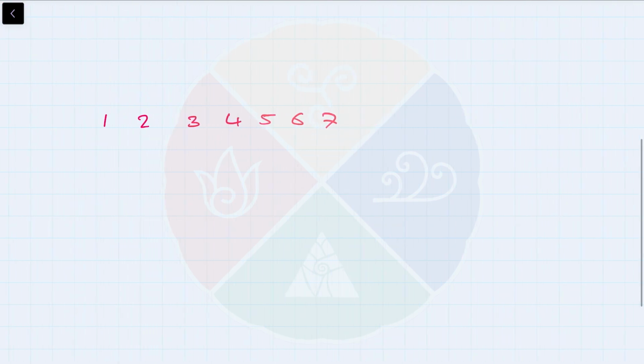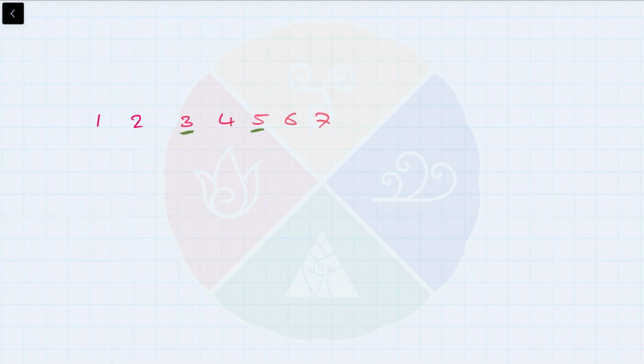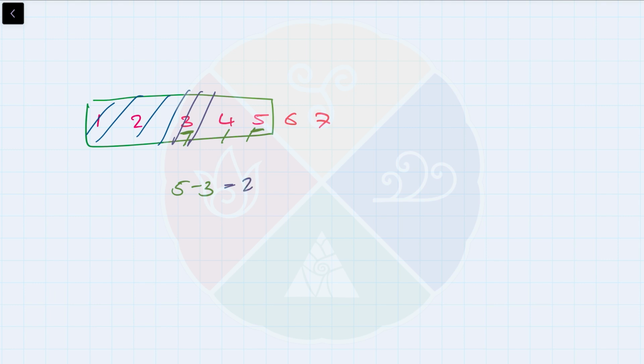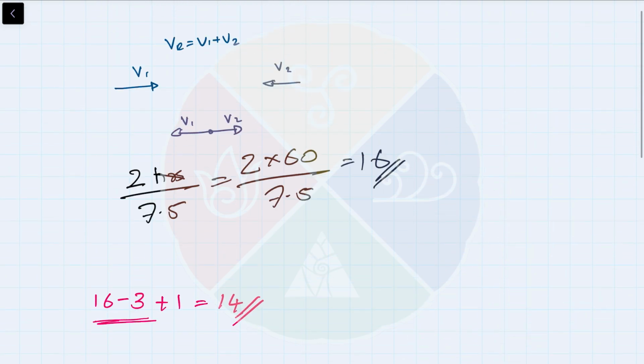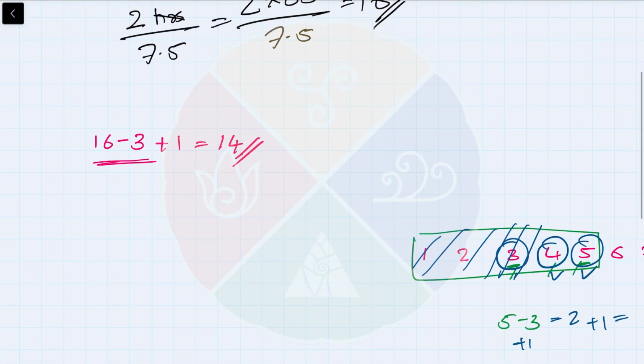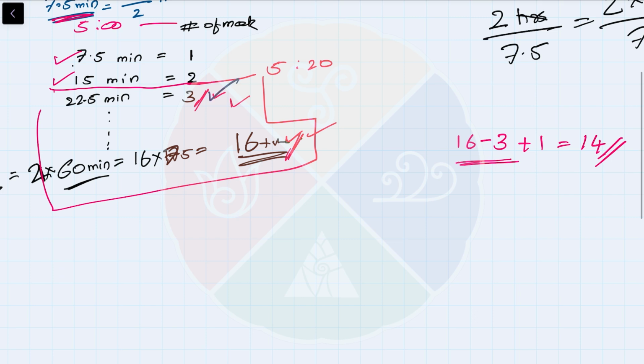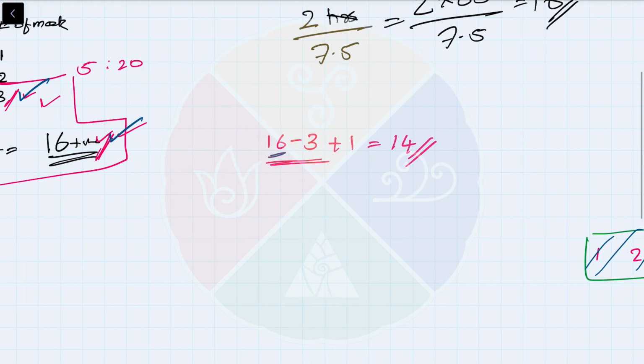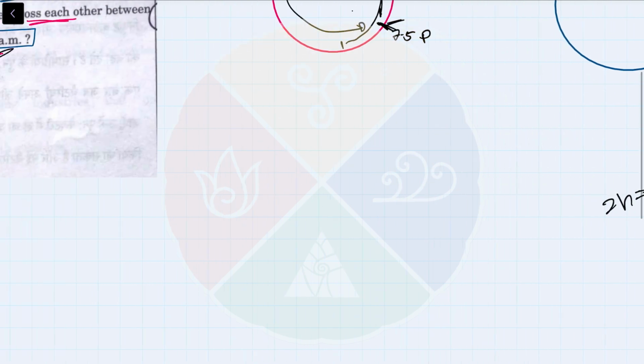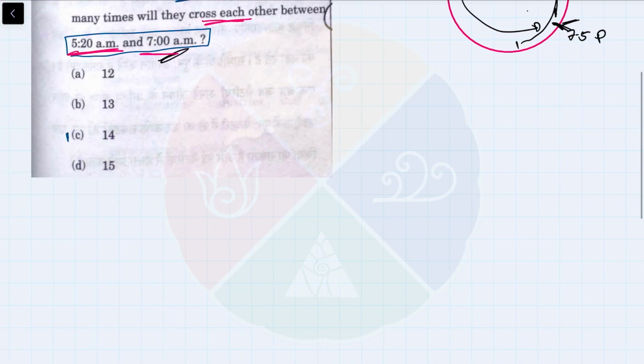If someone asks you how many numbers are there from 3 to 5, you know that 3, 4, 5, 3 numbers are there. But if you do 5 minus 3, you are going to get 2, only these 2 values. So if you want to count how many numbers are from 3 to 5, you also have to add 1. Then you are going to get the answer. Just like that, I wanted to see how many numbers are there from 3 to 16. So 16 minus 3 plus 1, so 14. So the answer will become 14.